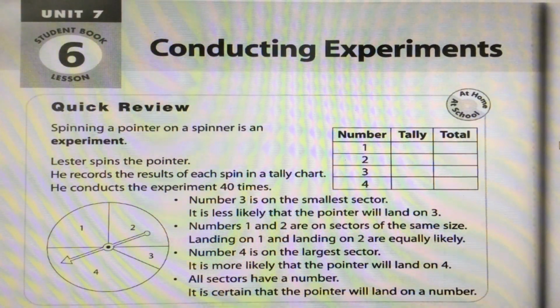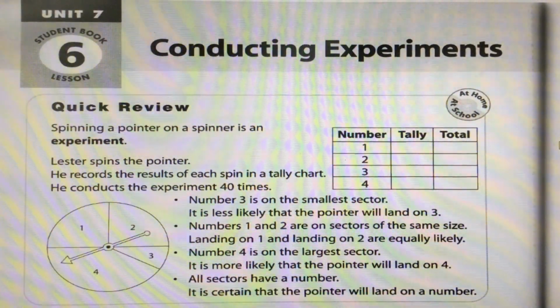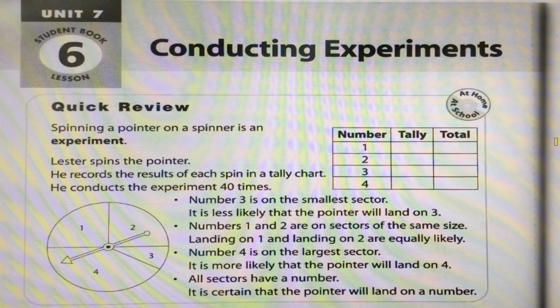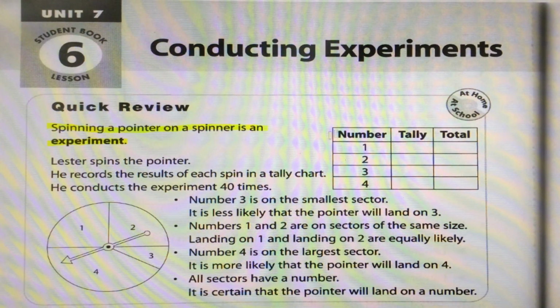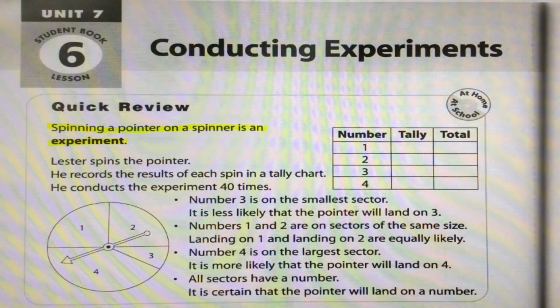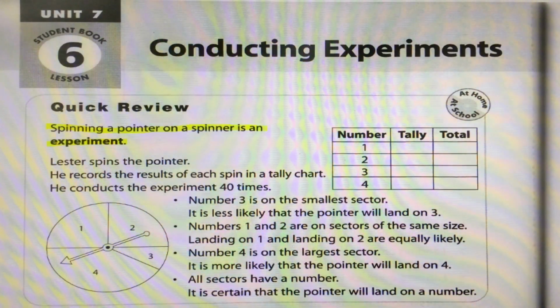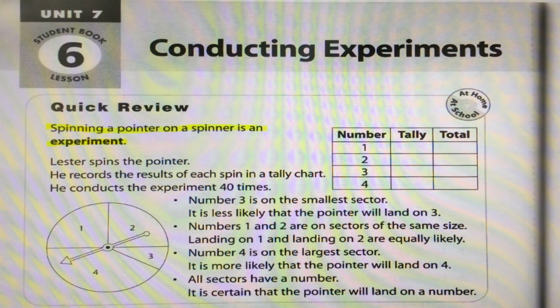Lesson 6 talks about conducting experiments using the spinners. And it says right here, spinning a spinner or spinning a pointer on a spinner is an experiment. Oftentimes the kids don't think of that as an experiment, but it is. So when it comes to probability, this is an experiment in probability.